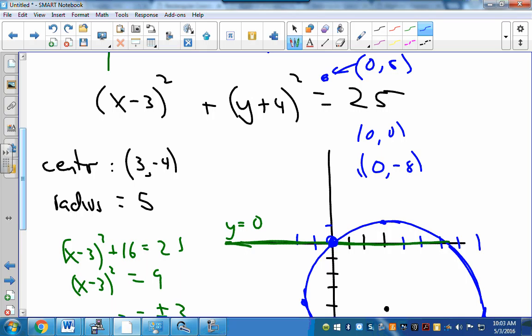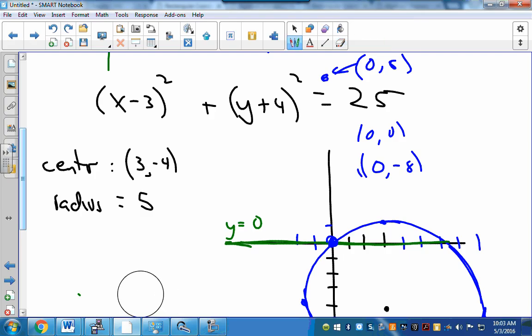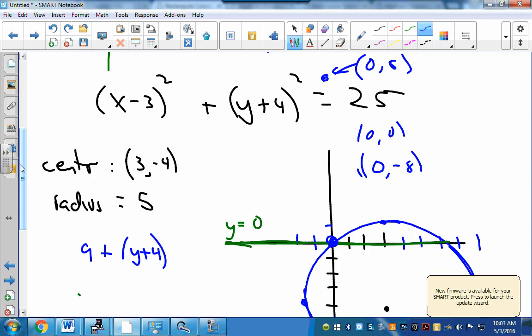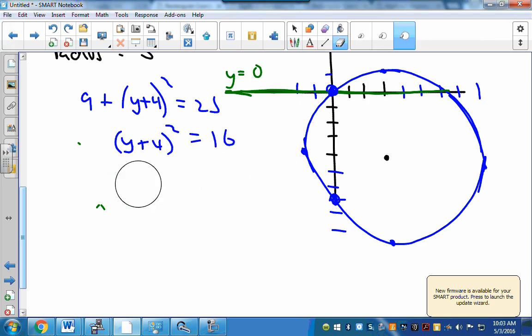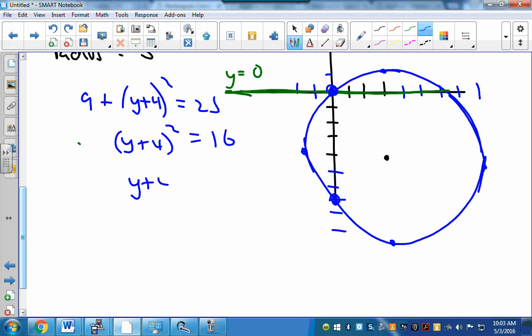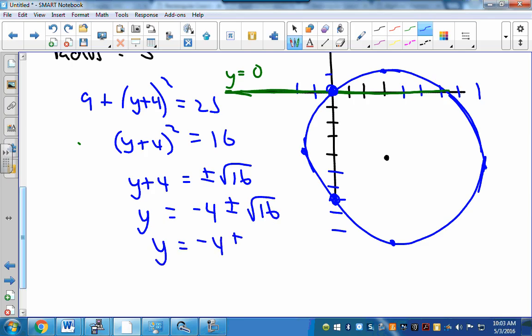I don't know. I haven't done it. I would hope it's pretty quick. I rigged this problem. We're finding the y-intercept, so make x 0. This becomes 9 plus y plus 4 squared is 25. Y plus 4 quantity squared is 16. Y plus 4 is plus or minus the square root of 16. Y is negative 4 plus or minus 4, which is 0, negative 8. Okay, so those are the two y-intercepts.